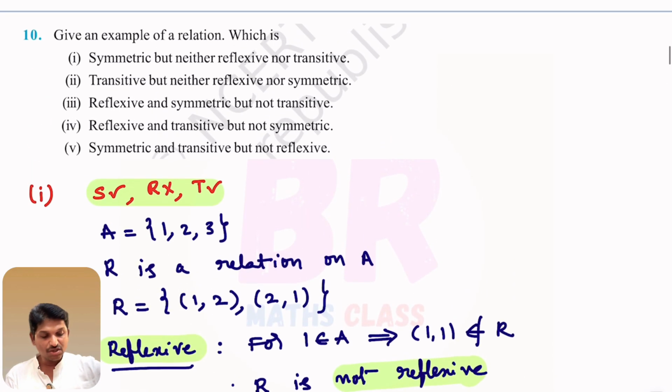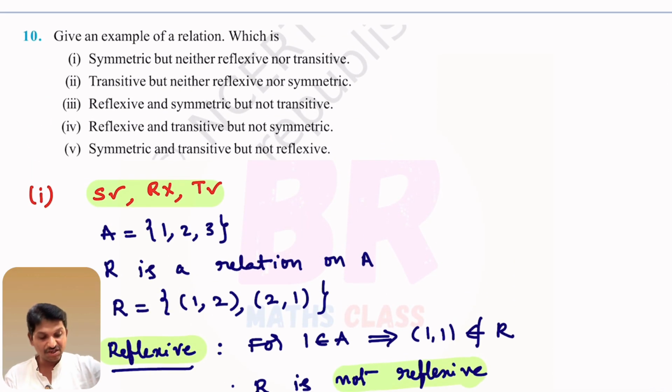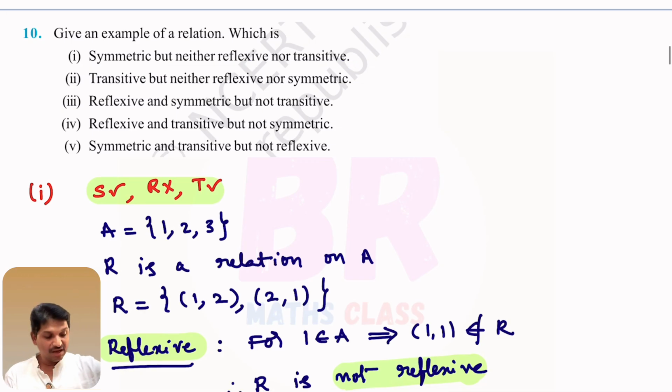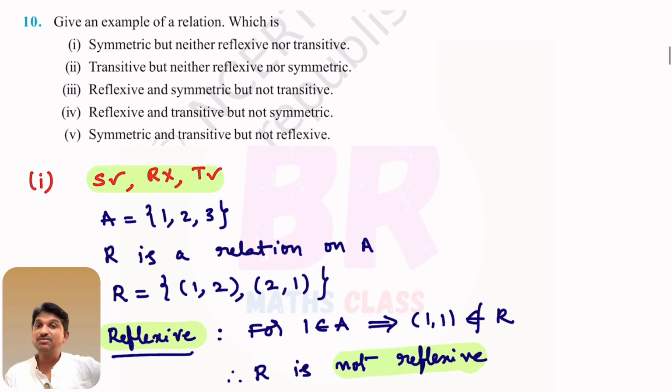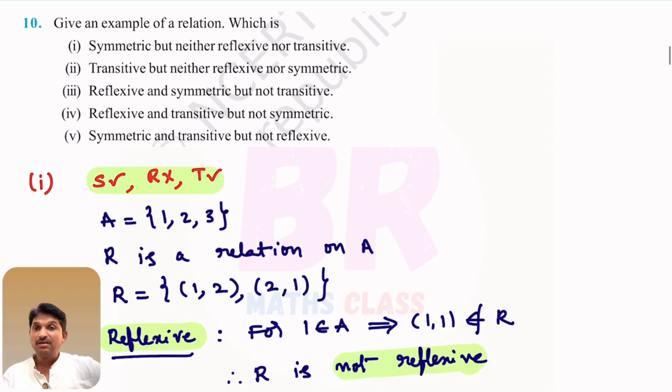What are they asking in the question? Give an example of a relation which is symmetric but neither reflexive nor transitive. See, I have given one example like this. I want you to try another 2 to 3 examples of your own so that you get a clear idea about this relations topic, right? So this 10th question is a very useful question to understand this concept.